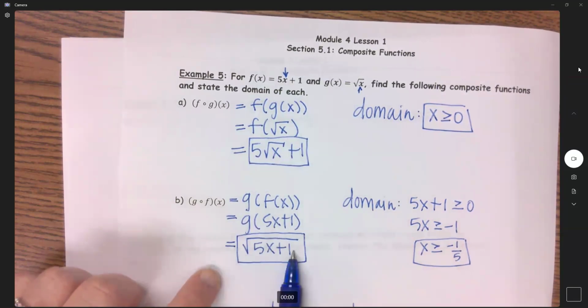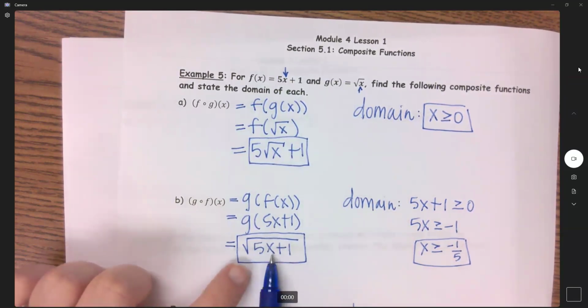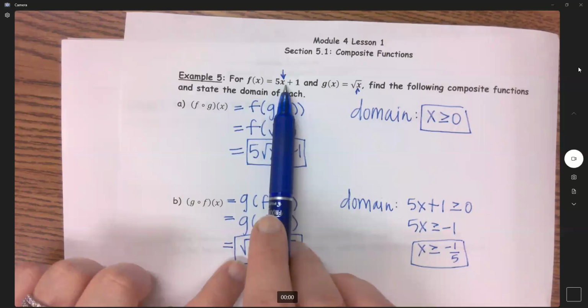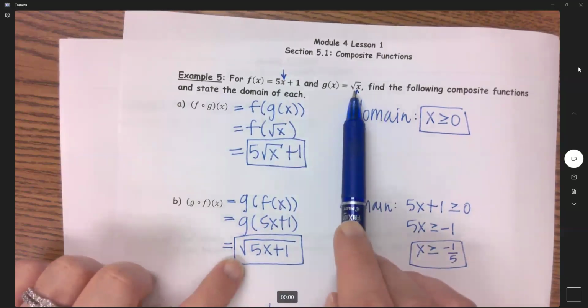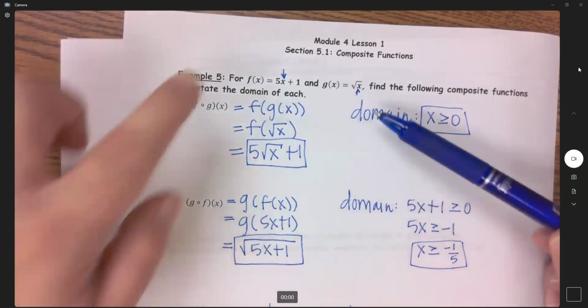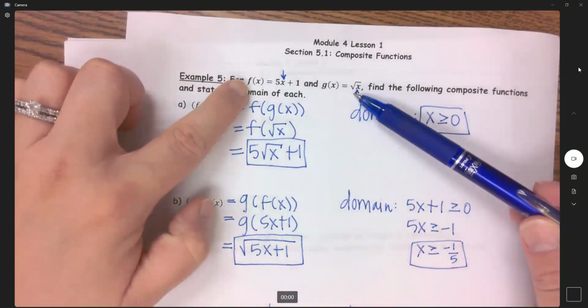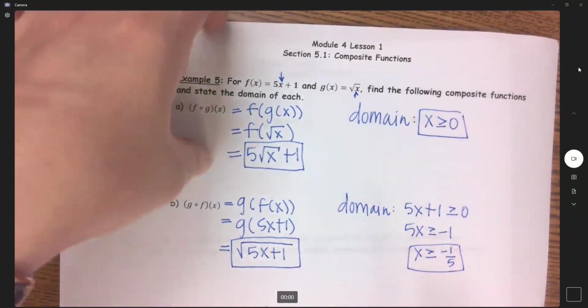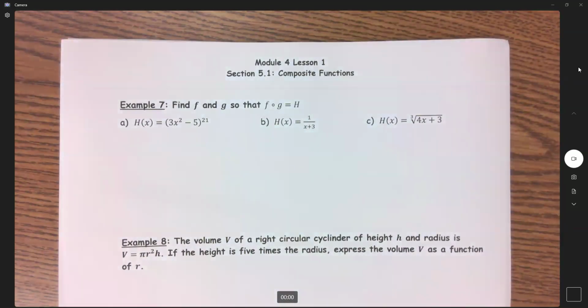Or this might be a better example. If I start here, I still need to be able to pull out and figure out that my f of x was 5x plus 1 and my g of x was the square root of x. So we are given the composite, and then I need to determine what was f and what was g. Now, these are kind of hard to explain because you just kind of look at them and do them.